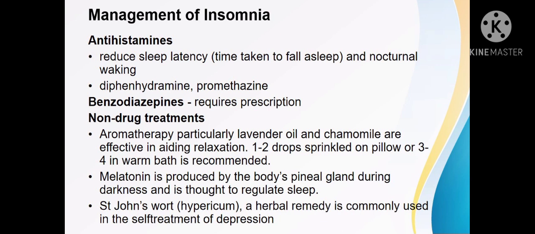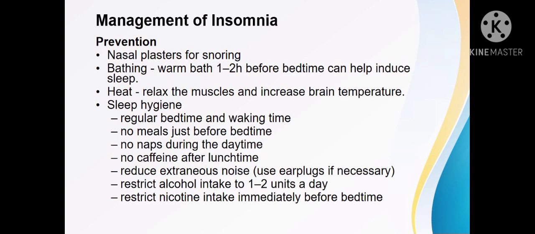Melatonin can also be used, which is naturally produced by the body's pineal gland during darkness and is thought to regulate sleep. Another herbal remedy is St. John's wort, containing hypericum, which is commonly used in the self-treatment of depression. Snoring can be prevented by nasal plasters. While insomnia can be prevented by having a warm bath 1 to 2 hours before bedtime, which can help induce sleep.